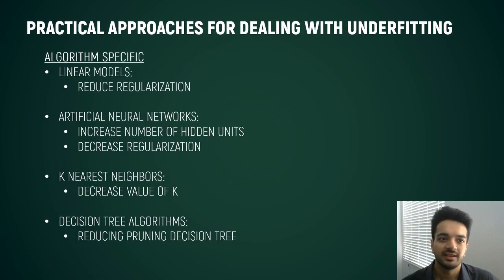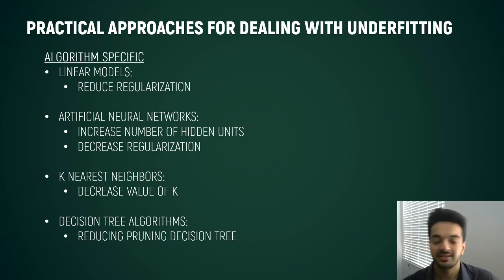Now let's look at algorithm-specific approaches for dealing with underfitting. If you're working with linear models and you've applied a regularization term, then you'd want to reduce the amount you've regularized. And if you're working with artificial neural networks, you could potentially increase the number of hidden units to increase complexity. You could also decrease regularization to increase complexity.